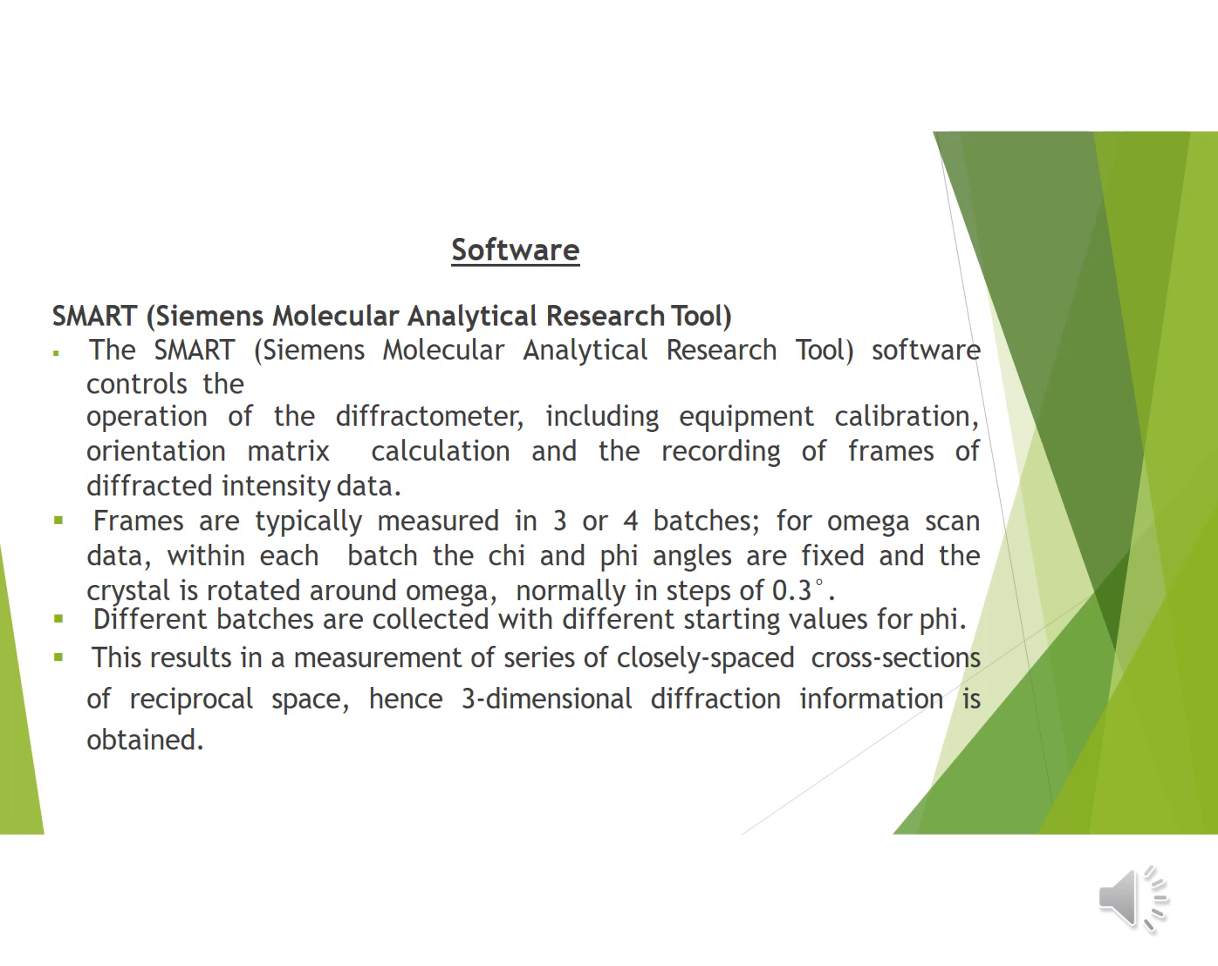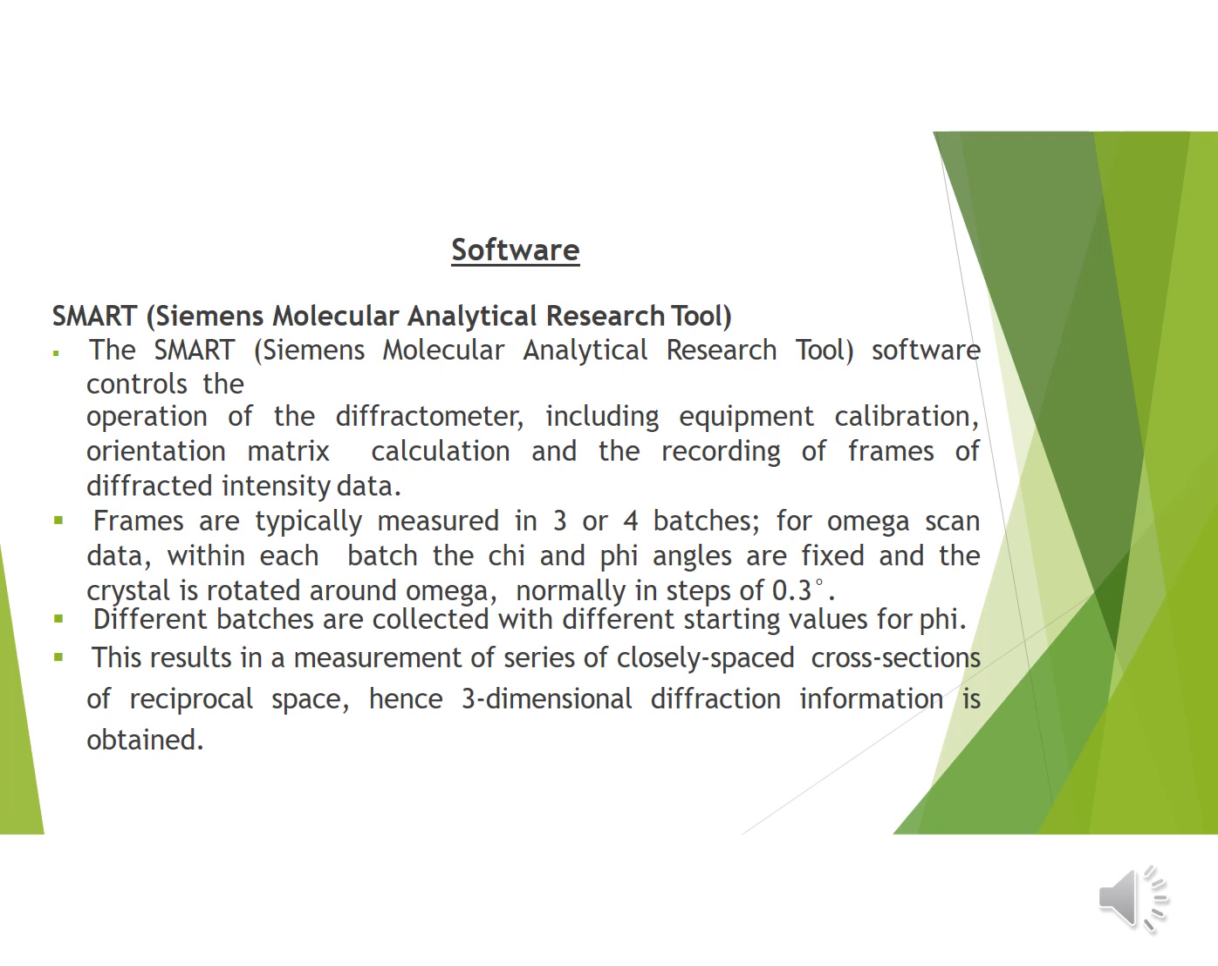Frames are typically measured in 3 or 4 batches for omega scan data. Within each batch, the chi and phi angles are fixed and the crystal is rotated around omega, normally in steps of 0.3 degree. So different batches are collected with different starting values of phi. This results in a measurement of a series of closely spaced cross sections of reciprocal space. Hence, three-dimensional diffraction information is obtained.